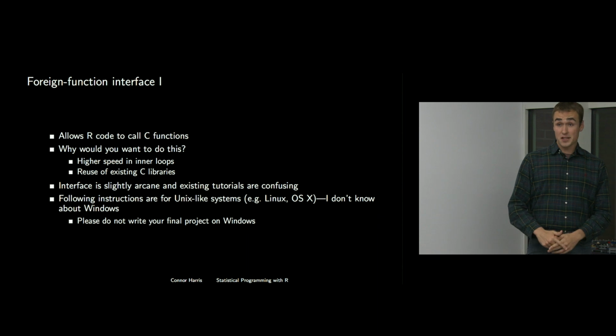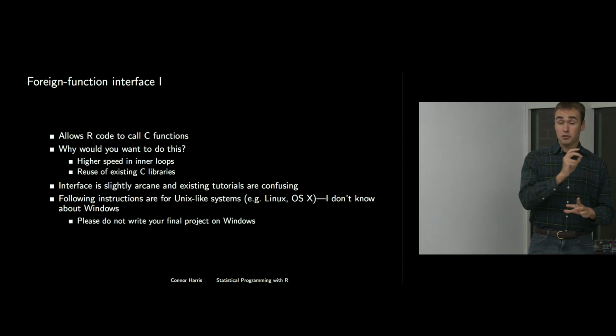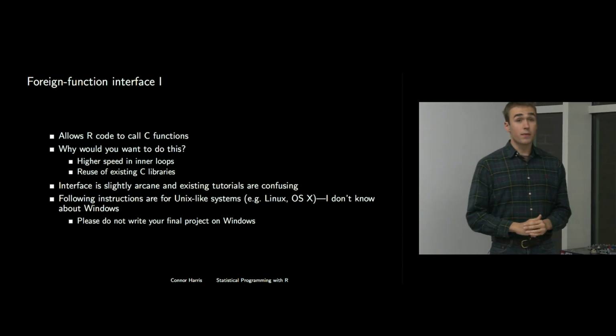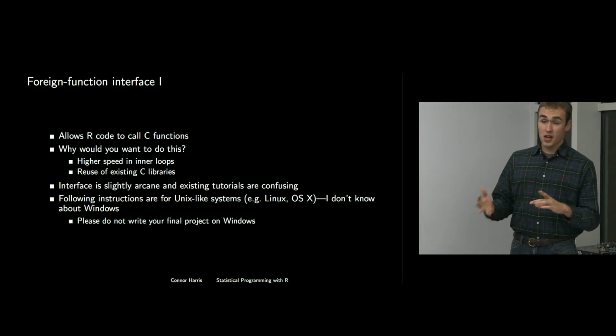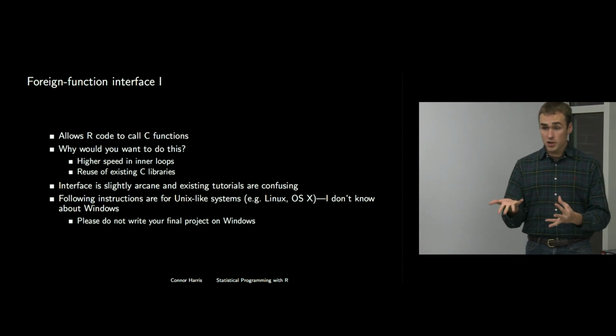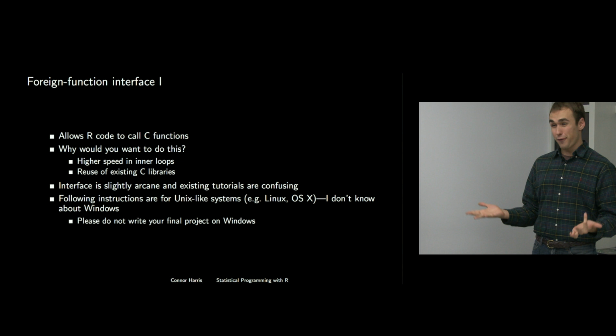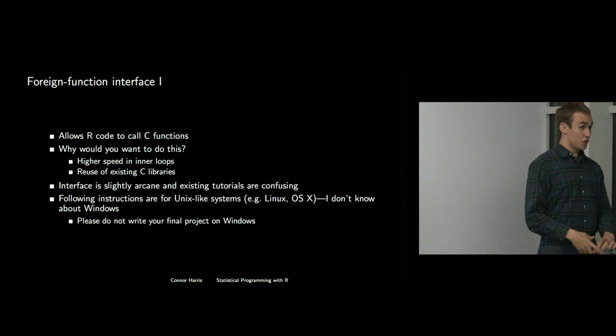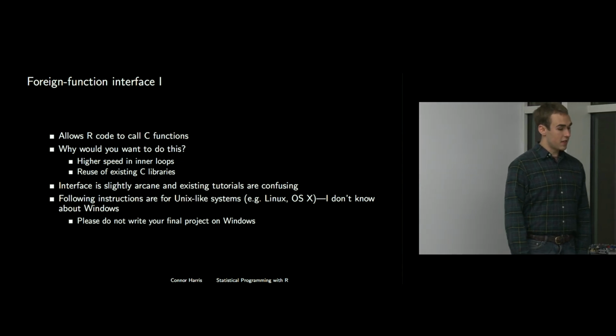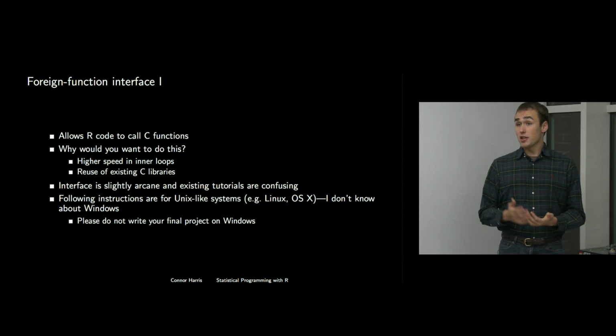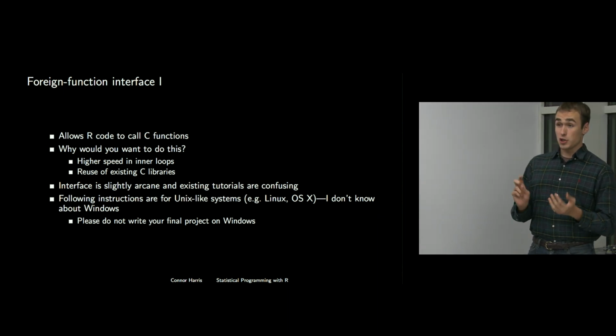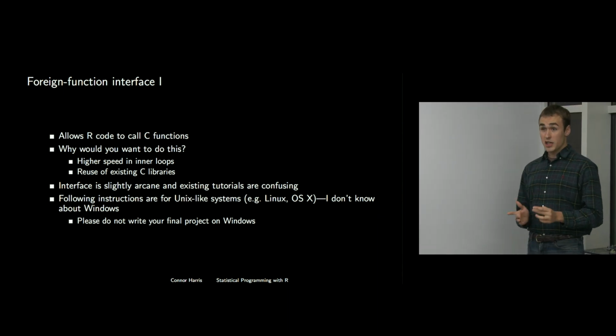Basically, the foreign function interface is what you can use to call out to C functions within R. Internally, R is built on C. R's arithmetic is just C's 64-bit floating point arithmetic, which is type double in C. And you might want to do this for a bunch of reasons. For one, R is interpreted. It's not compiled down to machine code.